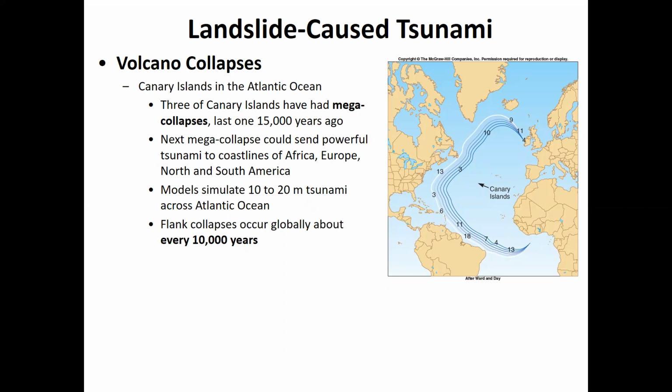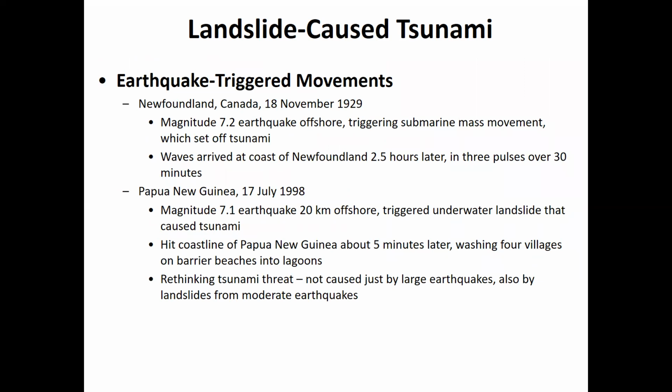So flank collapses occur globally about once every 10,000 years. So even though there's not a significant amount of subduction zone in the Atlantic Ocean, because we do have some volcanic islands, we still have a tsunami hazard. In fact, Rhode Island, Connecticut, and Massachusetts have tsunami warning systems.